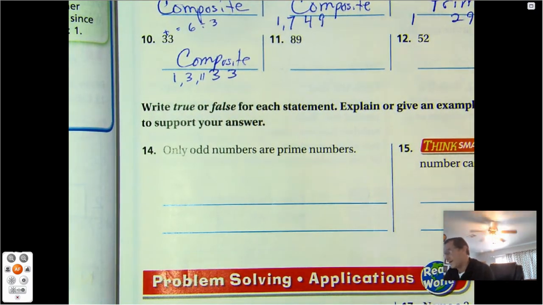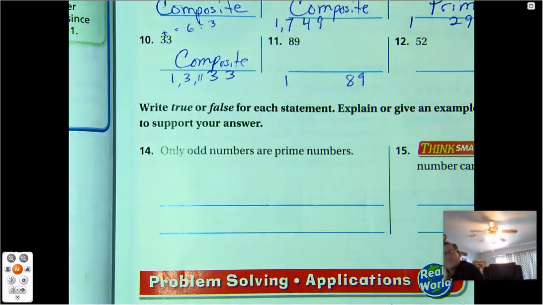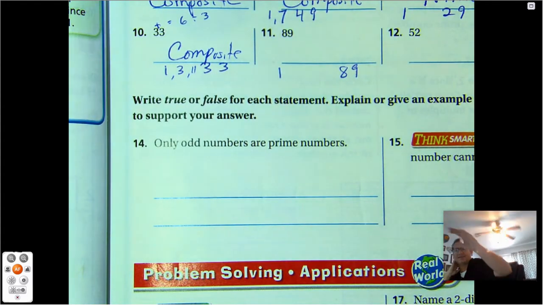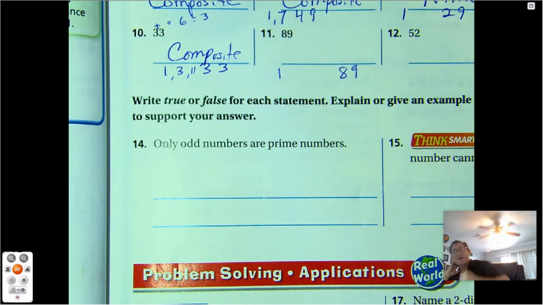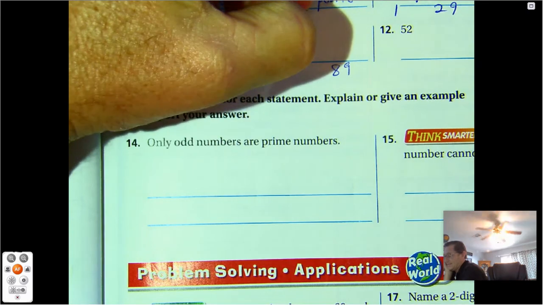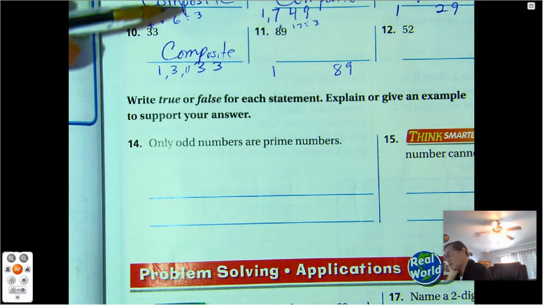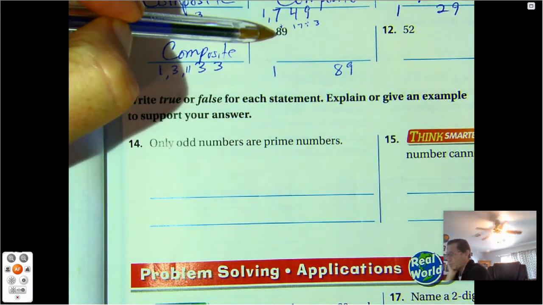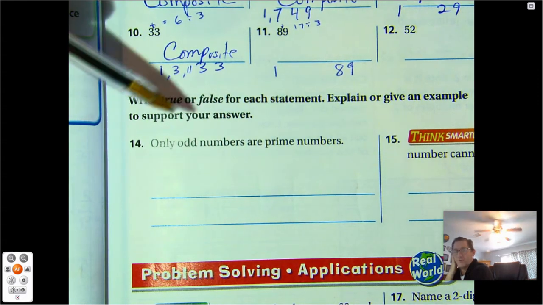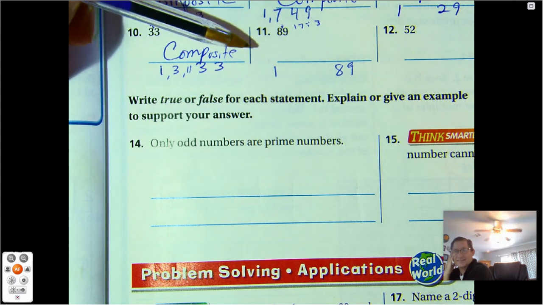89. Well, I know 1 and 89. So let's see if there's any other factors. 2? No, because 89 is not even, right? 3. 9 and 8 is 17. Can 17 be divided by 3? No. 3, 6, 9, 12, 15, 18. So no. 3 won't work. 4. No, because 89 is not an even number. 4 is not going to work. 5, no, because it doesn't end in a 5 or a 0. 6, no, because 2 and 3 didn't work.